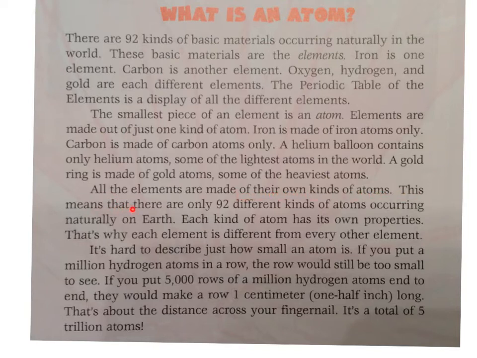This means that there are only 92 different kinds of atoms occurring naturally on Earth. Each kind of atom has its own properties. That's why each element is different from every other element.